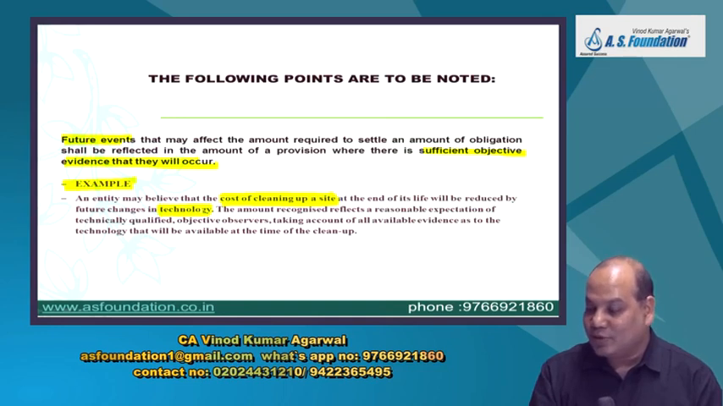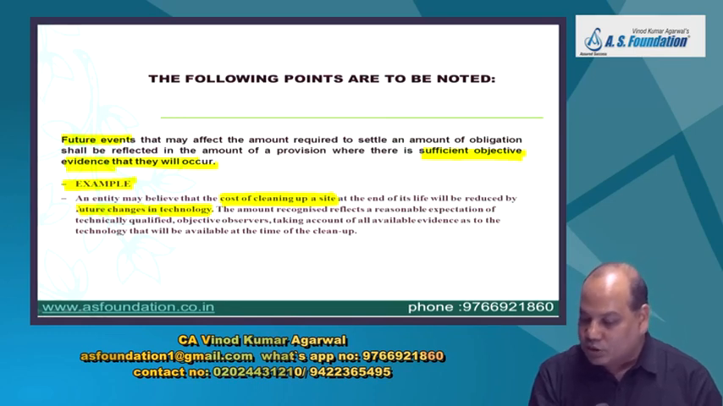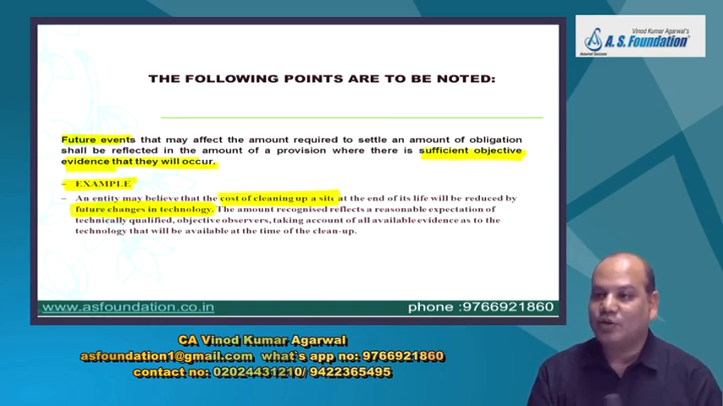Okay, what will be the cost of that technology, and accordingly make the provision. So that is called future event. Now while estimating the future event, there must be sufficient objective evidence. Means you are more likely to use this technology in future to clean up the site. The standard warns you, which I have not written, not required. You will not imagine a technology which does not exist only.